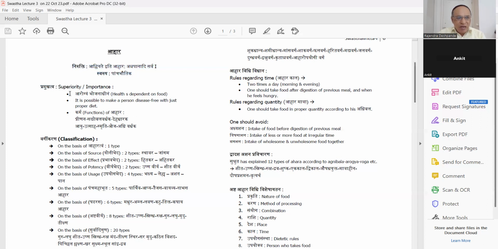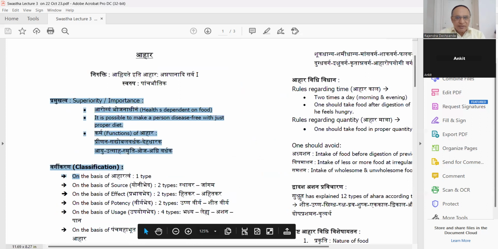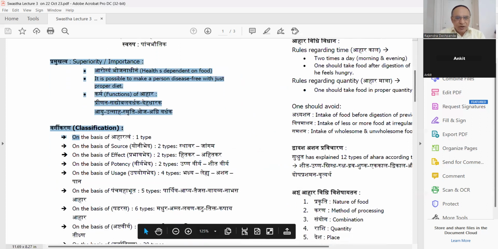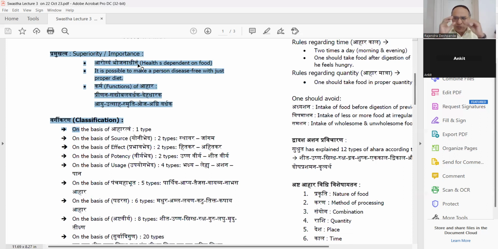Can you see here? Now, I am going to tell you about the importance of Ahar. See, I have marked those things. Concentrate on those things. If possible, I can raise the size a little more. Yes, I think this is better for your understanding. Is it more clearly seen? Previously it was small, now I have made it big.